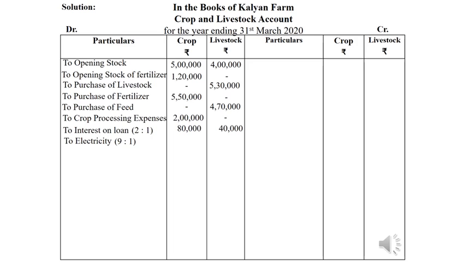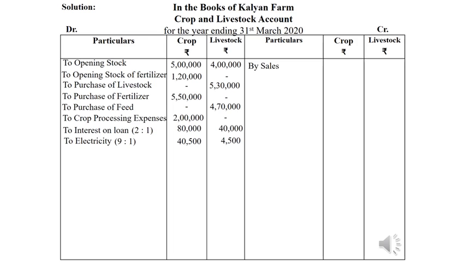Next is electricity. Electricity is given in the problem as 9:1. Therefore, 90% has to be charged to crop account, 10% has to be charged to livestock account. 45,000 is the total. The 90% of which is 40,500 and 4,500 is 10%.